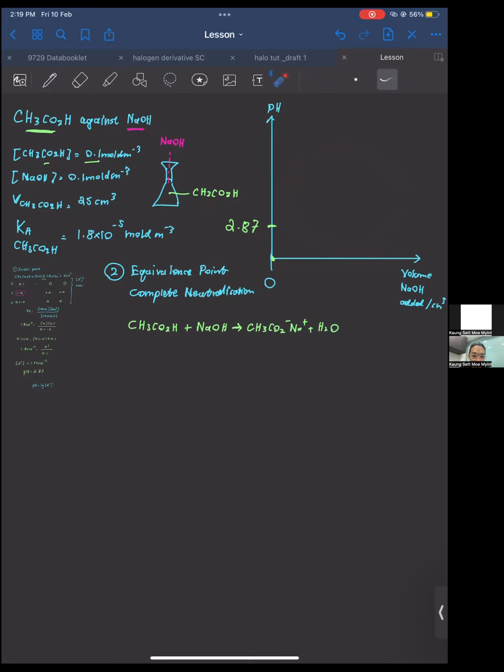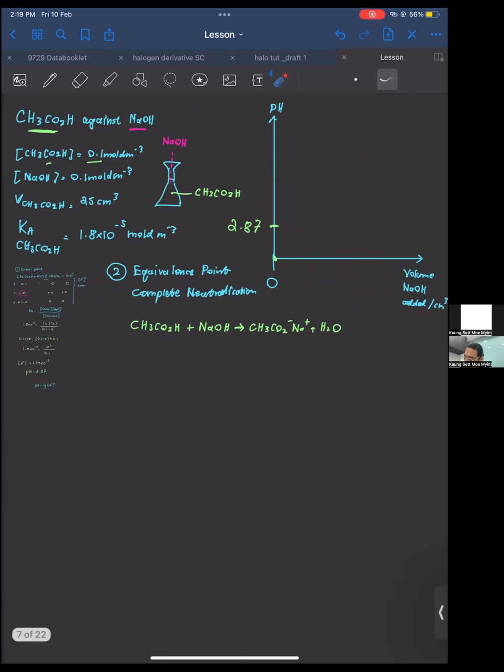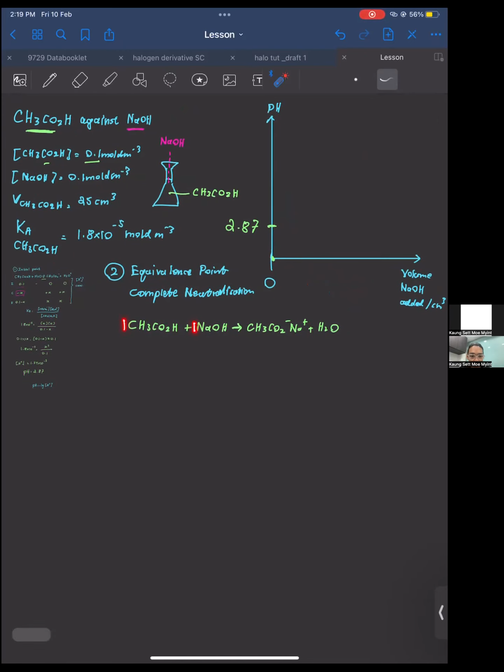And guys, what we are going to do is this. We are going to try to find where complete neutralization will occur. And it's pretty easy, right? Because you can see that these two react on a 1:1 ratio. If you want the complete neutralization, all you need to do is a mole ratio of our ethanoic acid and NaOH. And you can see immediately that since the concentration is the same, and they react on a 1:1 ratio, the volume of NaOH to react must also be 25 cm3.